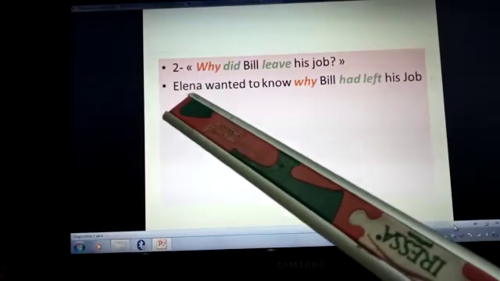Another one. Why did Bill leave his job? Did leave, past. It becomes Irina wanted to know why Bill, past perfect, had left. Did leave, so leave is past. It becomes past perfect, had left.